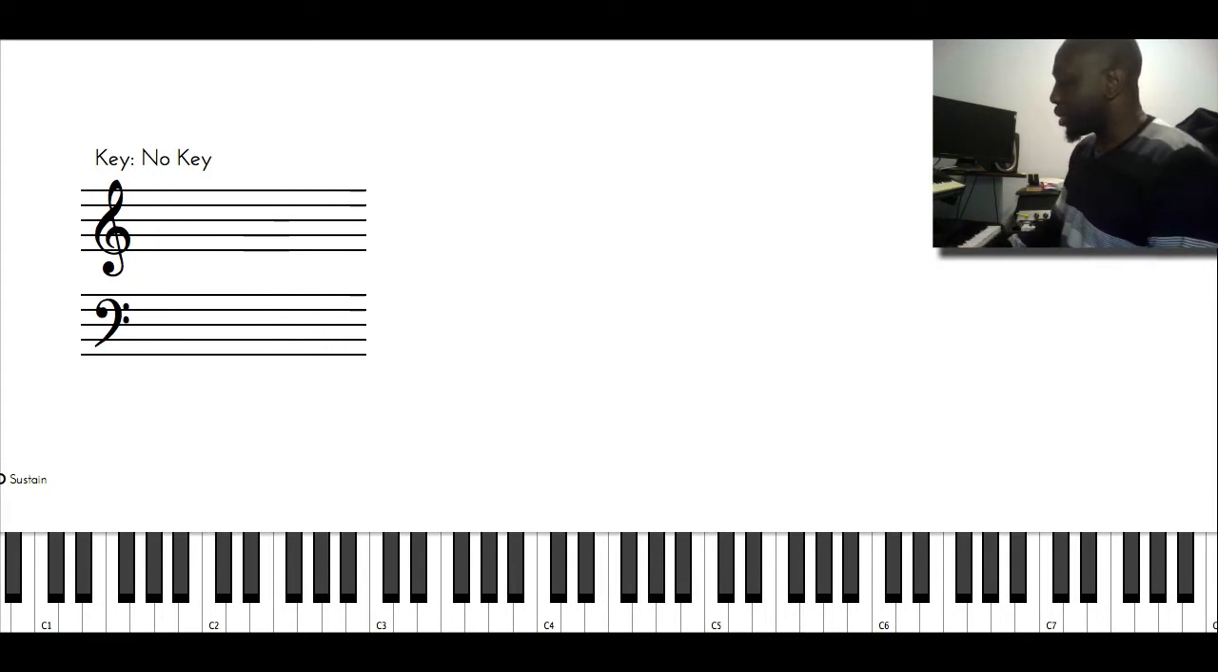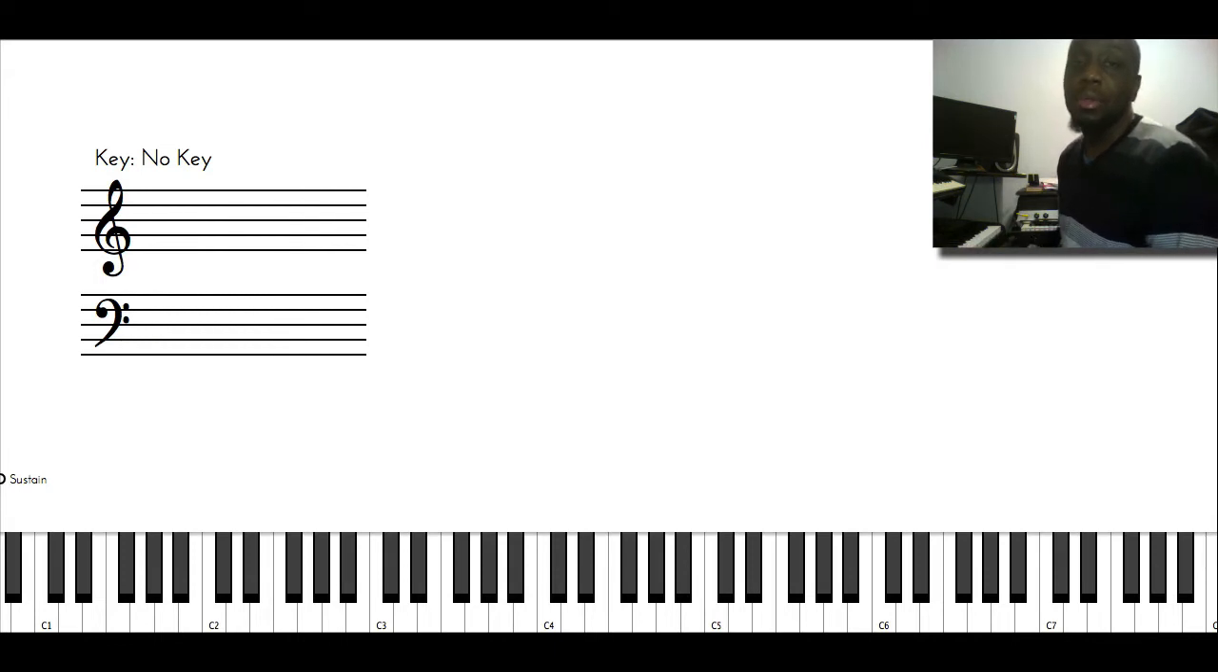So with each scale degree, we're going to add a number. So C is going to be 1, D is going to be 2, E is going to be 3, F is going to be 4, G is going to be 5, A is going to be 6, B is going to be 7, and then we're going to go back to C, which is the 1. So keep this in mind, because when we get into the other modes, we're going to be altering these numbers by either flattening them or sharpening them.